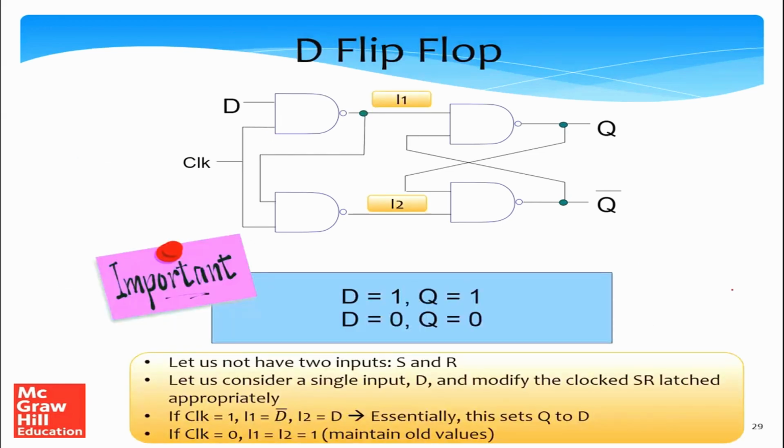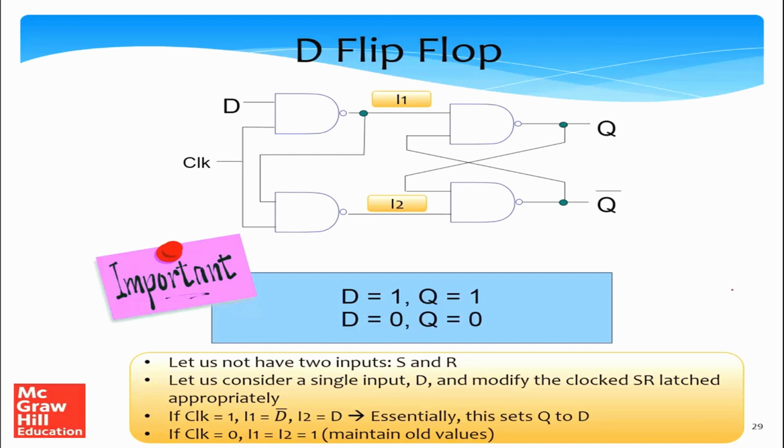Alright, so let's now take a look at a different kind of latch. Typically, a latch with a clock, at least that's the convention we would be adopting, we'll also call it a flip-flop, right? So the previous one can also be called an SR flip-flop. Whenever there is a clock, we would like to call it a flip-flop. So let's take a look at a D flip-flop.